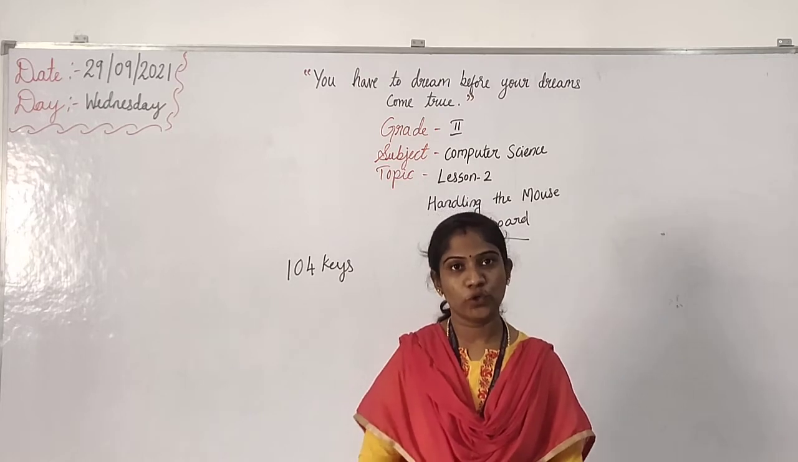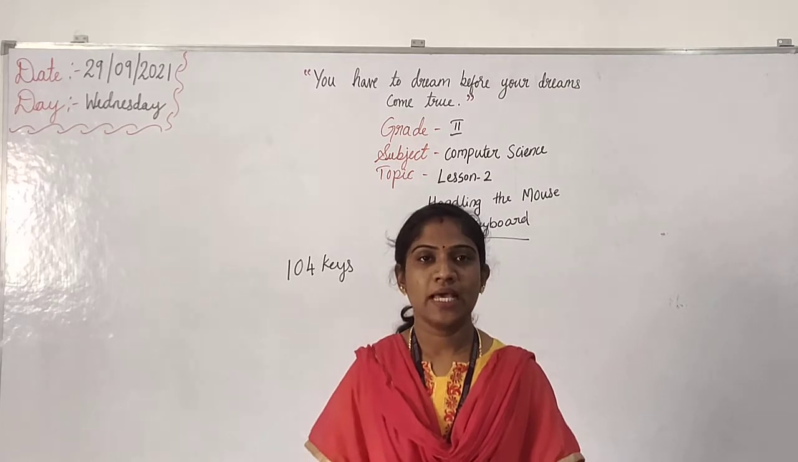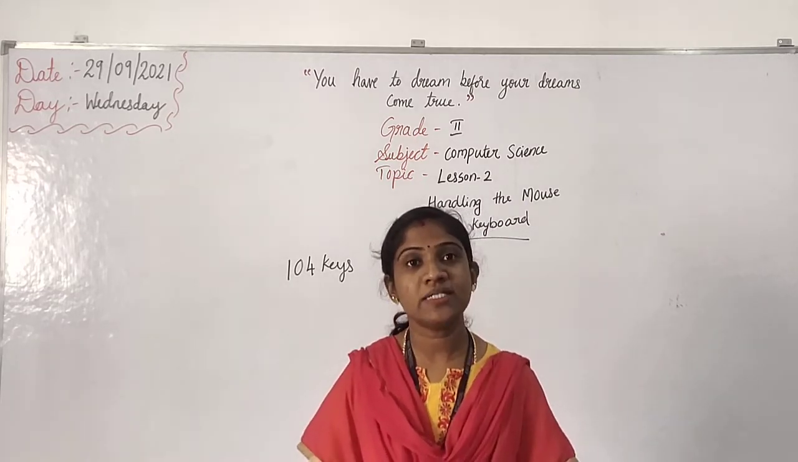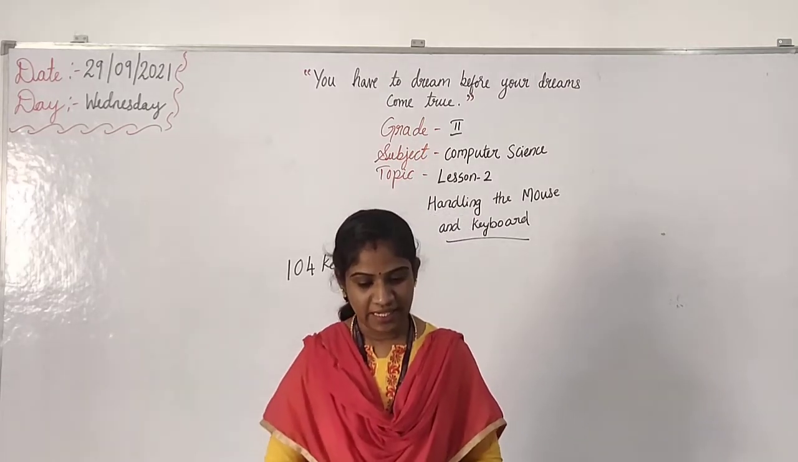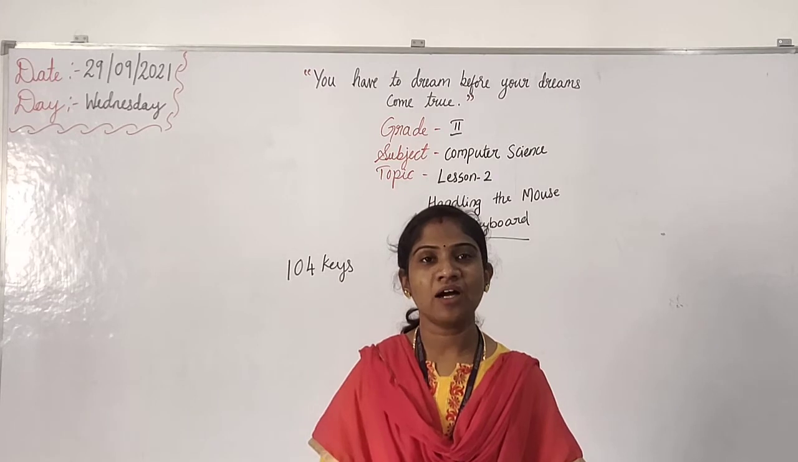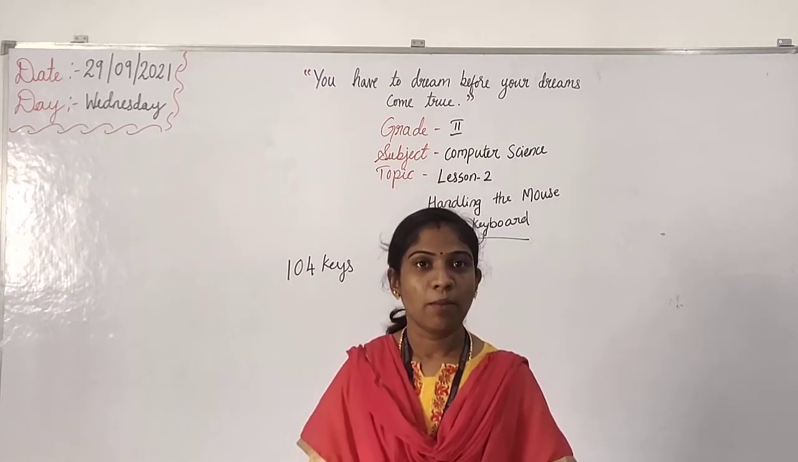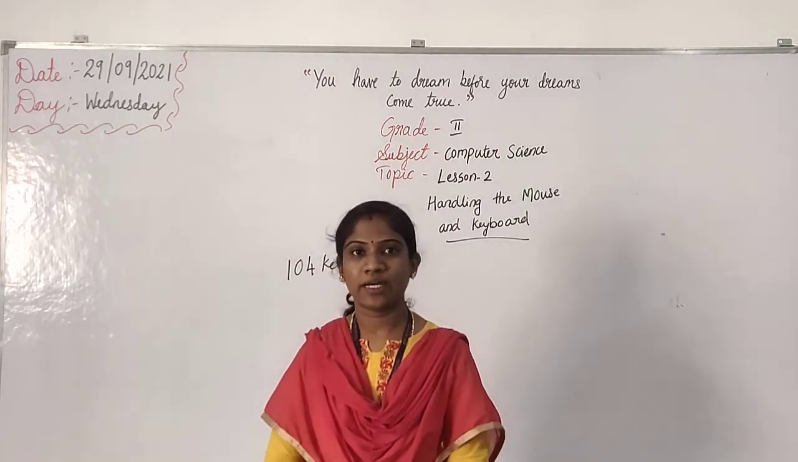I already told you, first we have alphabet keys. How many letters do we have in the alphabet? 26 letters. In the keyboard also we have 26 alphabets. But they are not in order wise, not A, B, C, D like that.